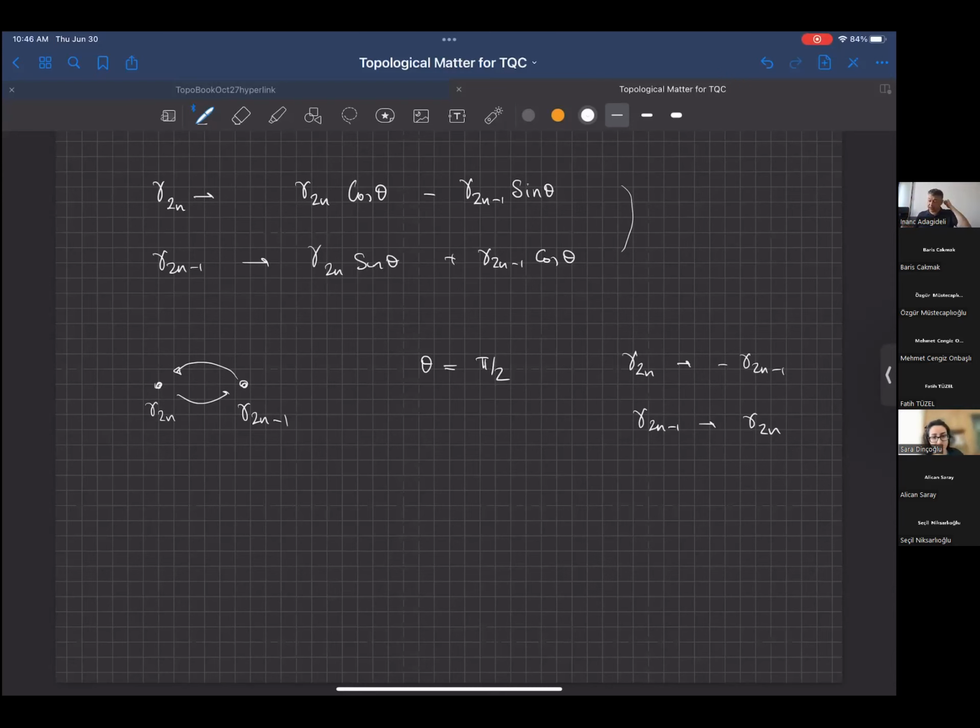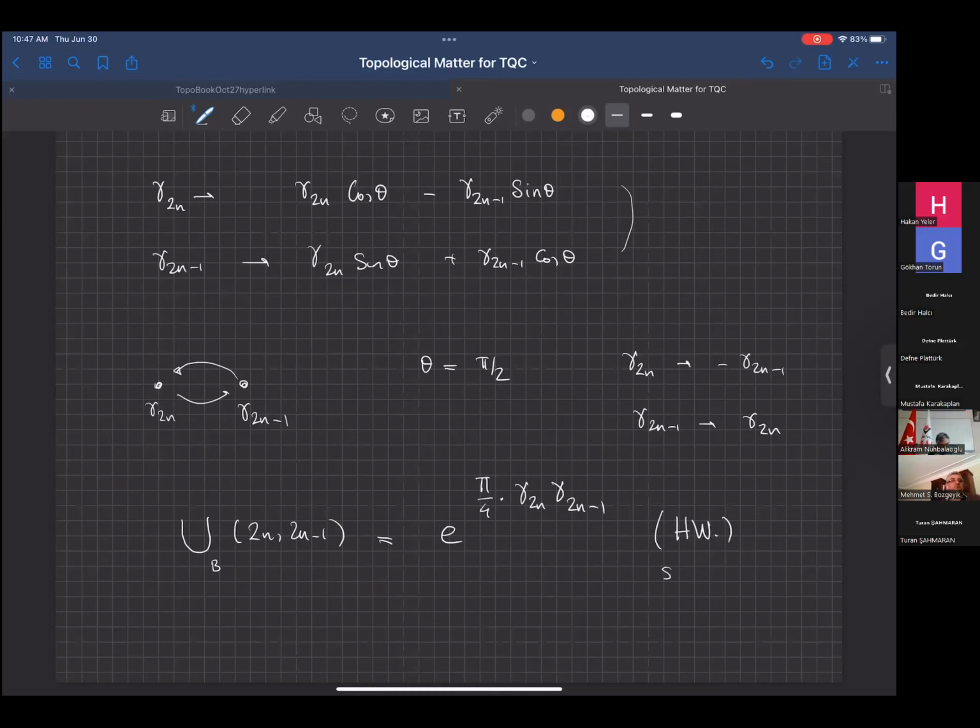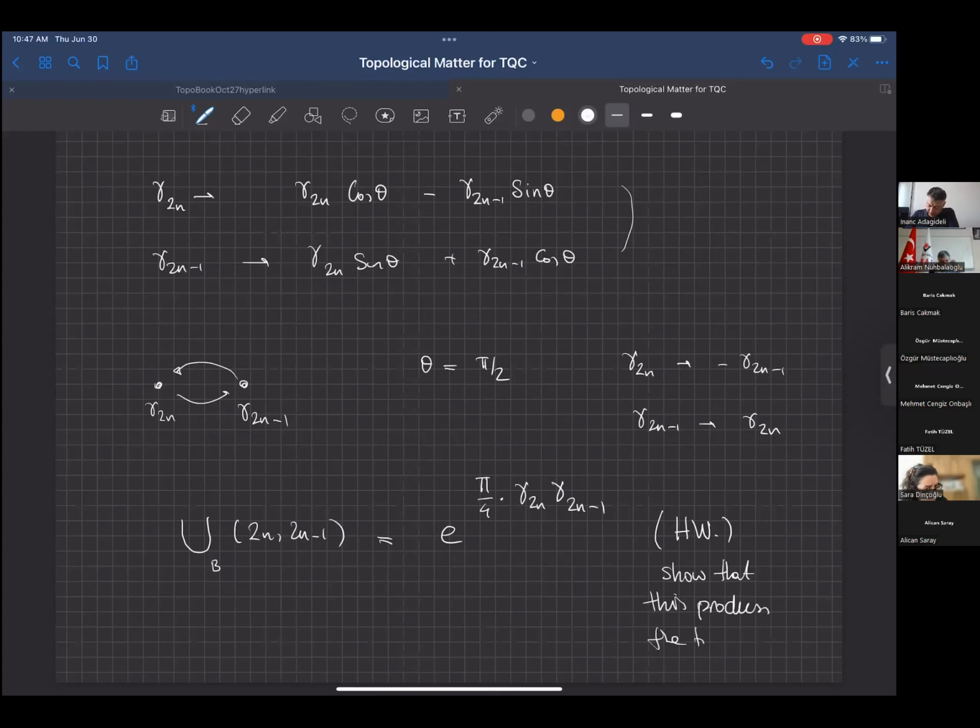It turns out the operation that does this is a unitary operation, and this is the braiding of 2n with 2n minus 1. So this is equal to e to the pi over 4 times gamma 2n, gamma 2n minus 1. Remember, it's a key thing: this gamma product is anti-unitary, so that's why this is a phase. The important thing is that you can, as homework, show that this produces the transformation, let's call it star, with theta equal to pi over 2.